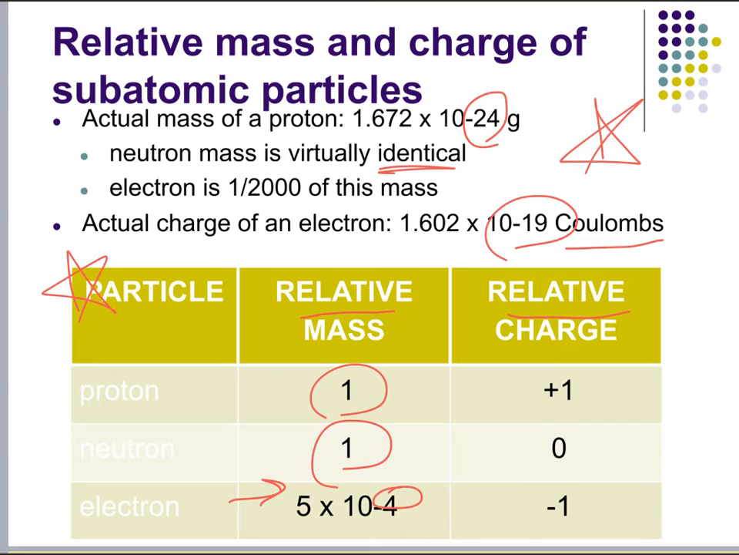And the charge for a proton is the exact same number but opposite charge to an electron. A neutron, however, does not have any attractions between particles, so you see its relative charge being 0.